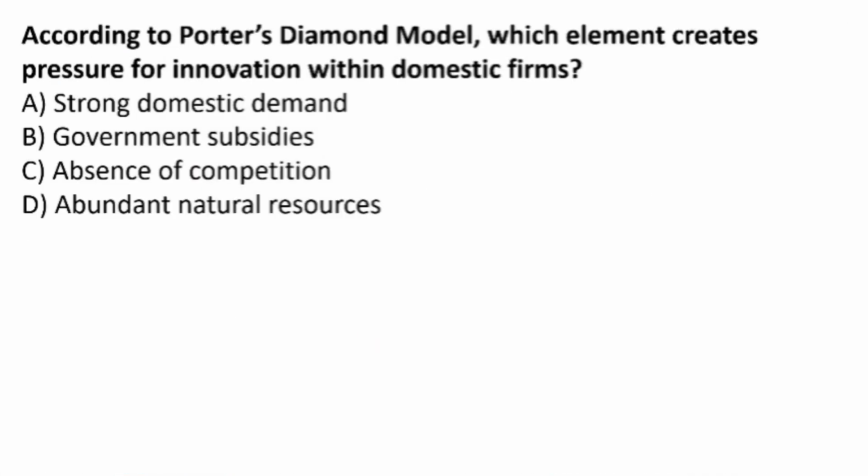According to Porter's diamond model, which element creates pressure for innovation within domestic firms? So we have discussed Porter's diamond model, what it is and what the name of that diamond model is. Okay, so option A, strong domestic demand, B, governmental subsidies, C, absence of competition, and D, abundant natural resources. So if you have watched the previous session in which we discussed Porter's model, you can give an answer in the comment box. Okay, whatever A, B, C, D, just give an answer in the comment box. I'll give you some time for it.